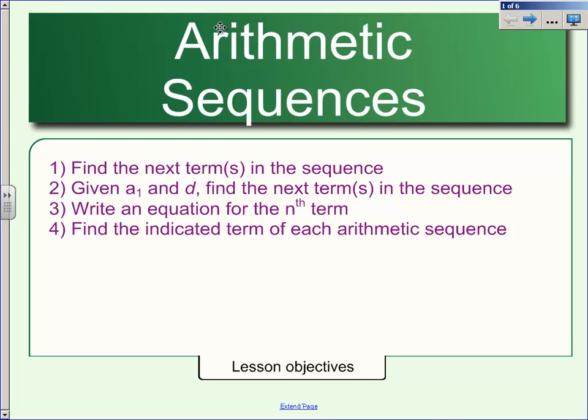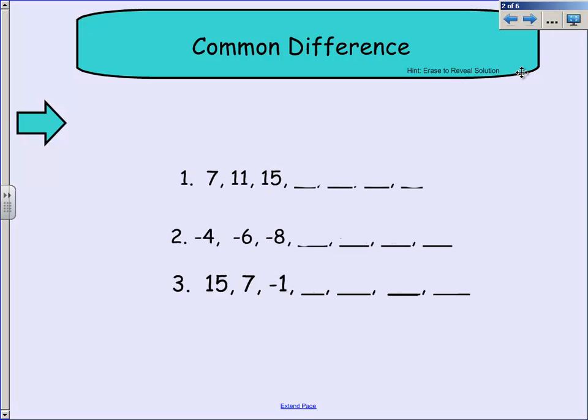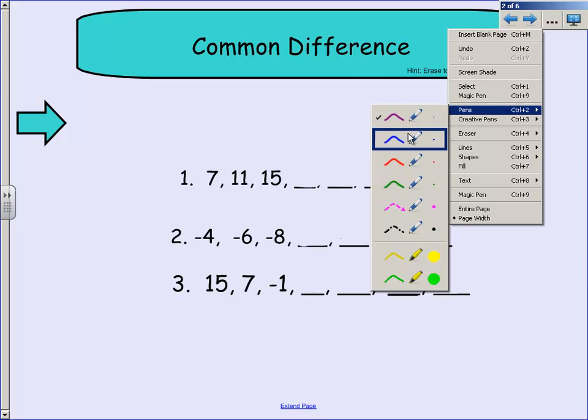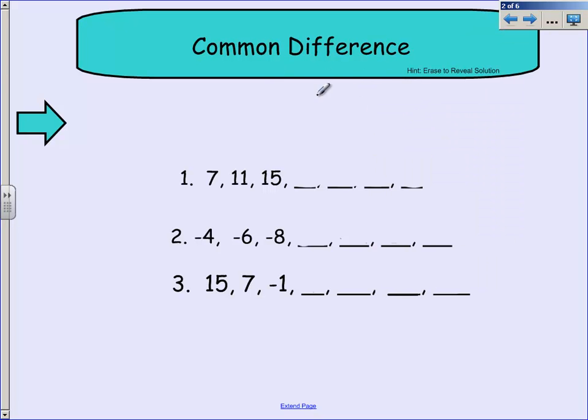All right, so we're going to look at a specific kind of sequence, and for tomorrow, we're going to need to know a couple of formulas and a couple of ways to approach these. So we're going to deal with arithmetic sequences. Let's take a look at what I mean. An arithmetic sequence has something called a common difference. In other words, we are adding or subtracting the same thing every time.